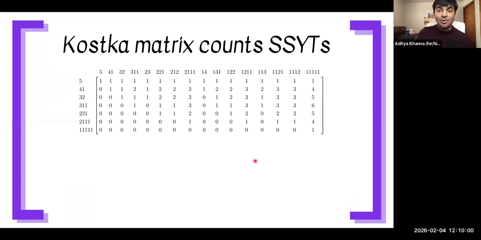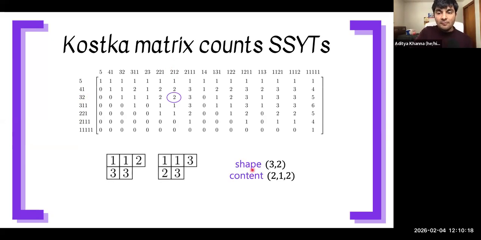So back to matrices, what is a Kostka matrix doing? It is counting these semi-standard Young tableaux. For example, if I look at this particular entry, this is a 2. I look at the row and I look at the column. The row describes the shape, the column describes the content. So I need to fill the shape 3, 2, with 3 boxes on top and 2 on the bottom, with this particular content, which says fill it with 2 ones, fill it with 1 two, and fill it with 2 threes. And this is exactly what you get. 2 ones, 1 two, and 2 threes.